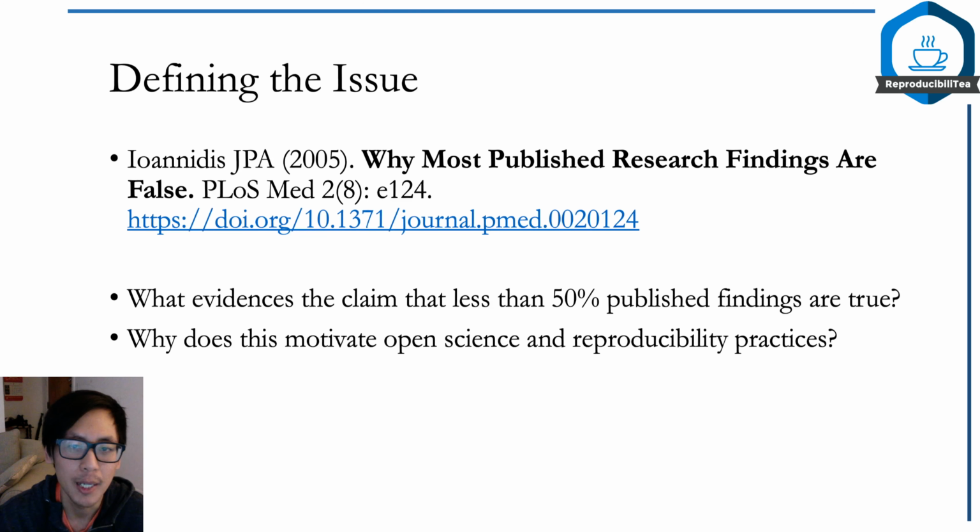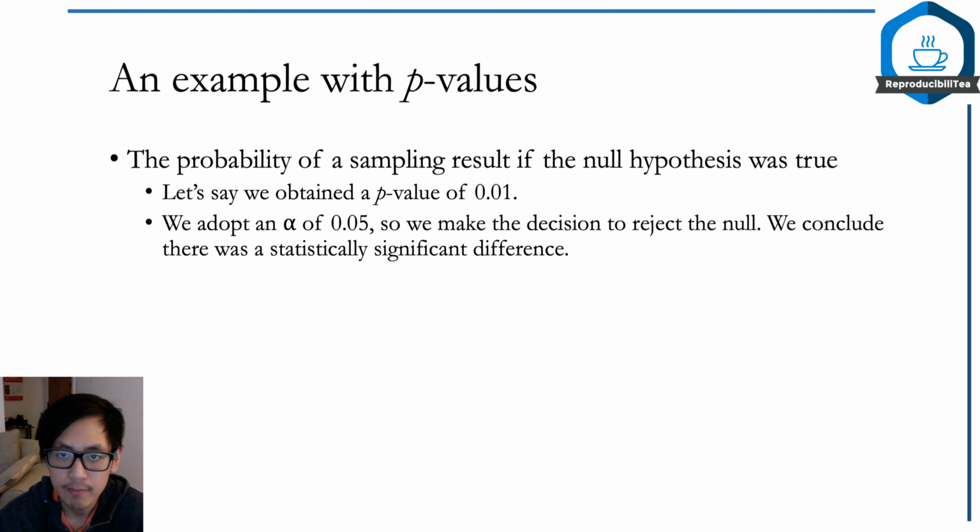So onto the paper. It's a very provocative title by Ioannidis, Why Most Published Research Findings Are False. So let's unpack what evidences the claim that less than 50% of published findings are true, and why does something like this motivate open science and reproducibility practices. So let's start off with an example with p-values.